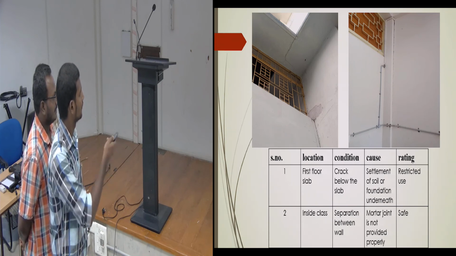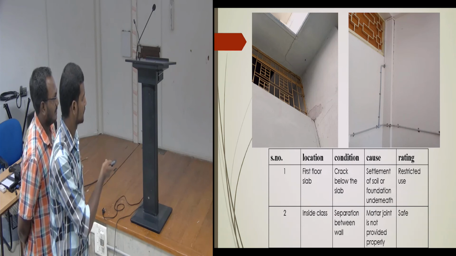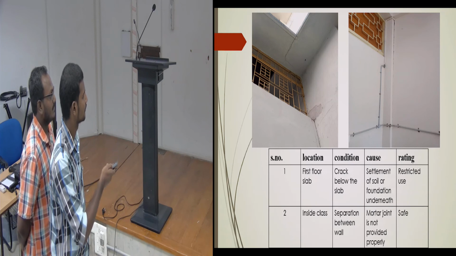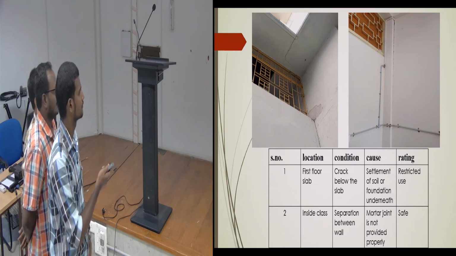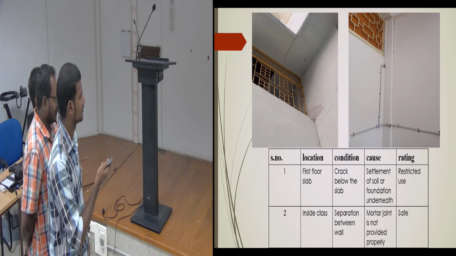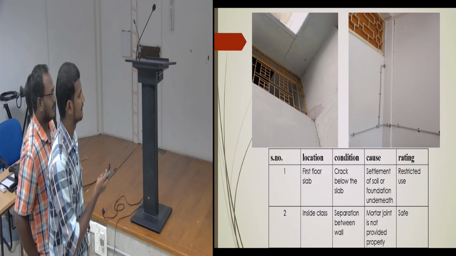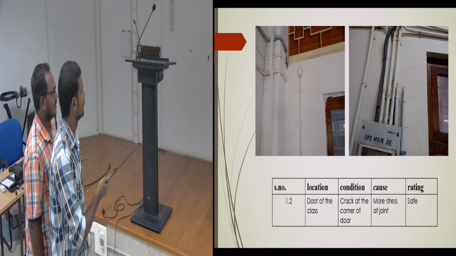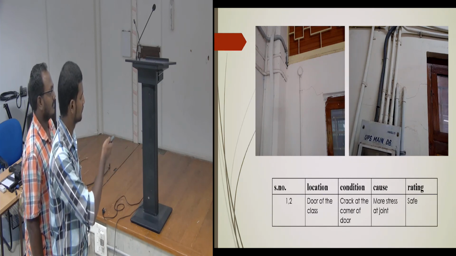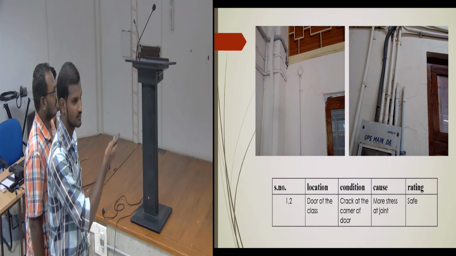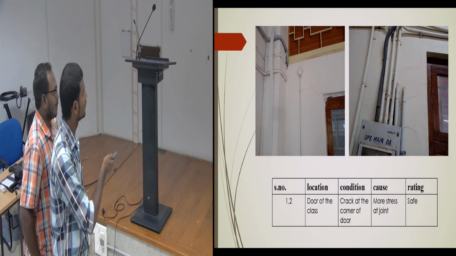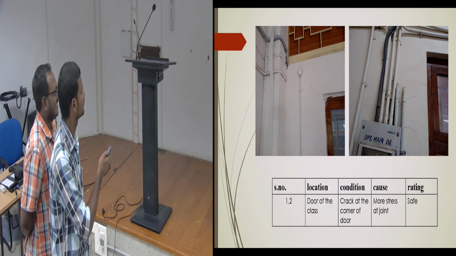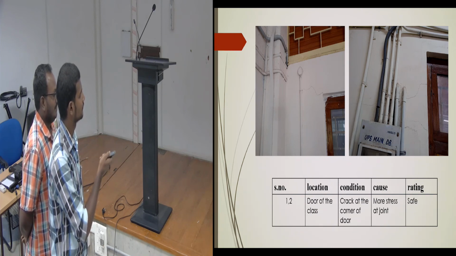On the first floor there is a glass and there is a separation between the wall. The most probable reason would be that the mortar joint is not provided properly, but still it's safe to use. So this is the door of that glass, the outside door. Here there are some cracks. This is kind of horizontal, and there also.